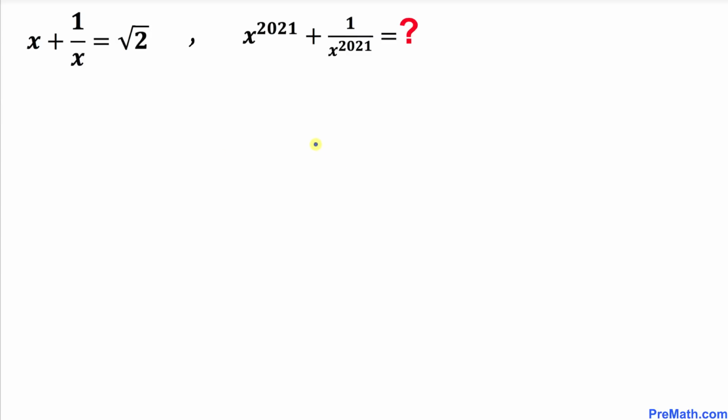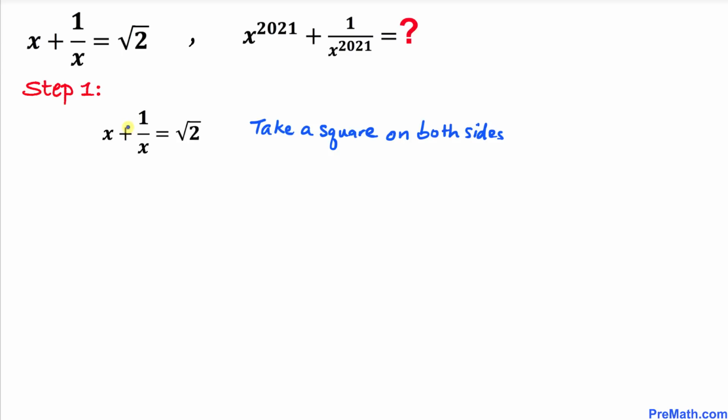So let's go ahead and get started with the solution. And here's our very first step. Let's focus on this equation x plus 1 over x equals square root of 2. And here I have copied it down. And now let's go ahead and take the square on both sides.